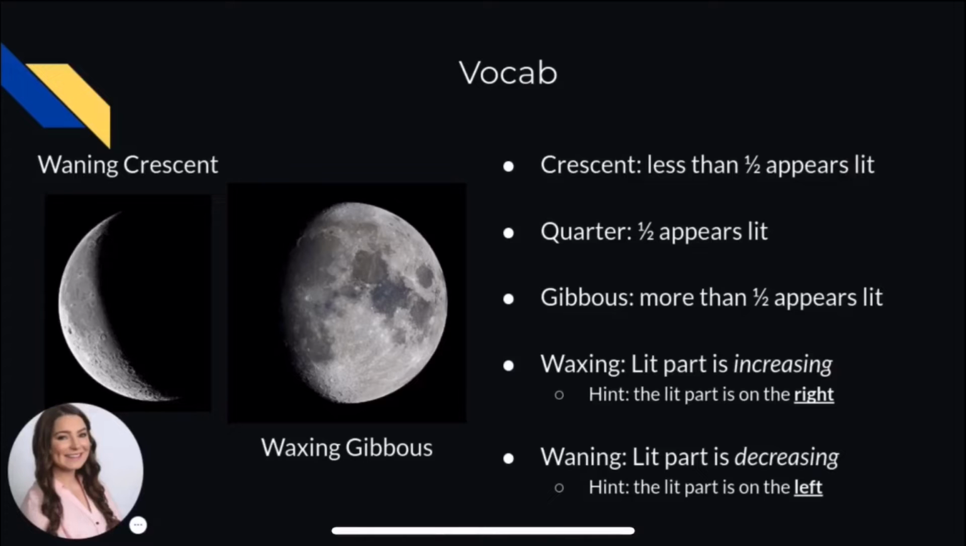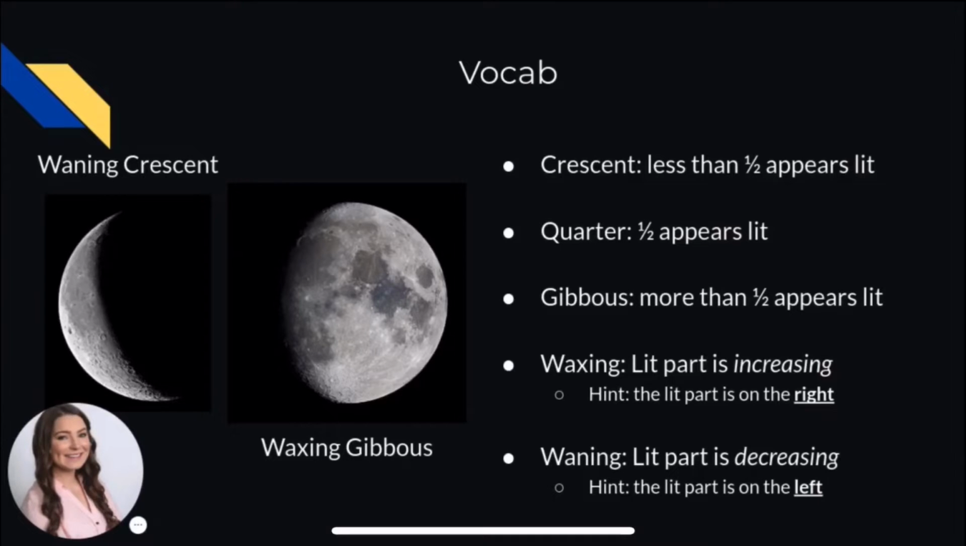Gibbous means more than half appears lit. Now notice I said appears lit. This is because half of the moon is always illuminated by the sun, but we usually only see a fraction of what is actually lit. I'll explain more about that later in this video.